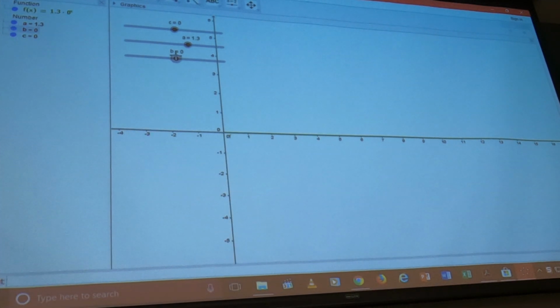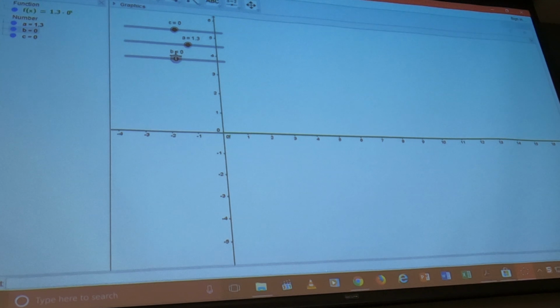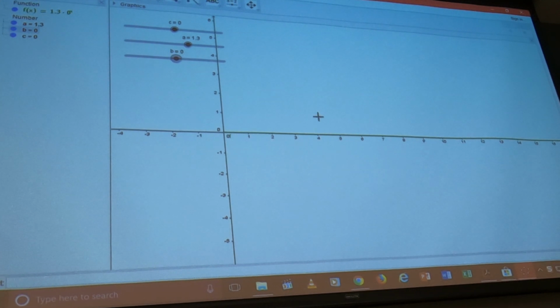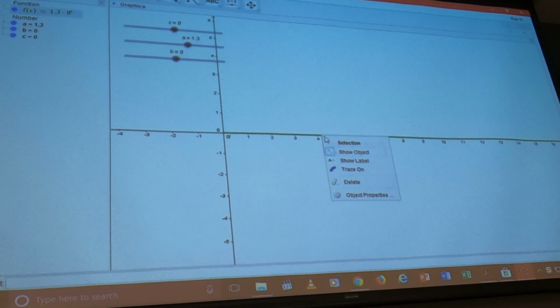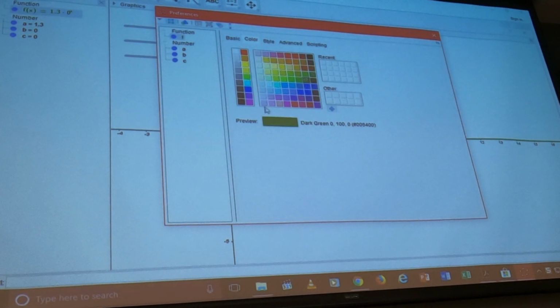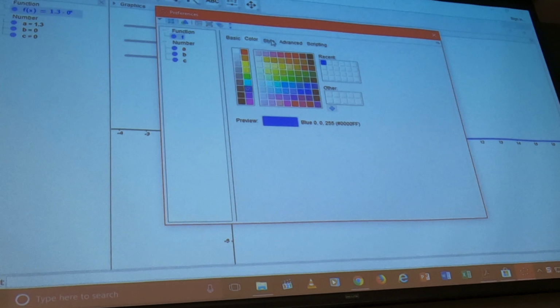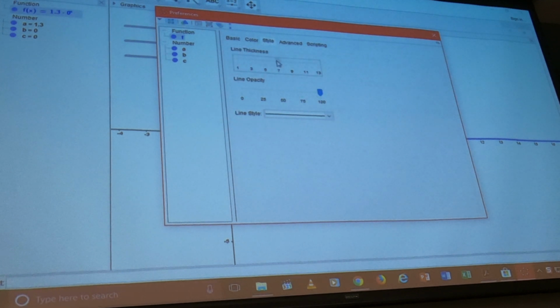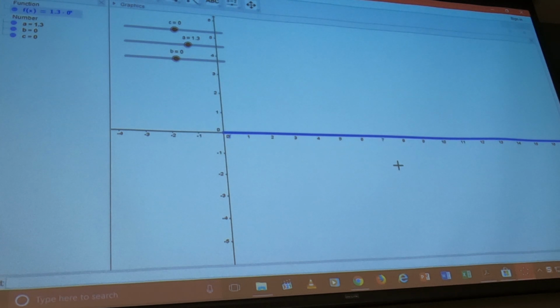If we make the curve a different color, maybe make it thicker. So I can say, yeah, object properties. Yeah, how about the color? Let's make it blue. I don't know, the style, let's make it thicker. There, okay.